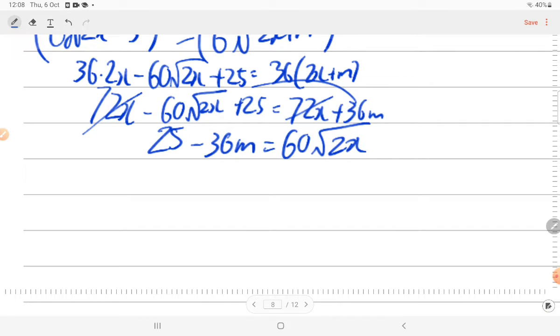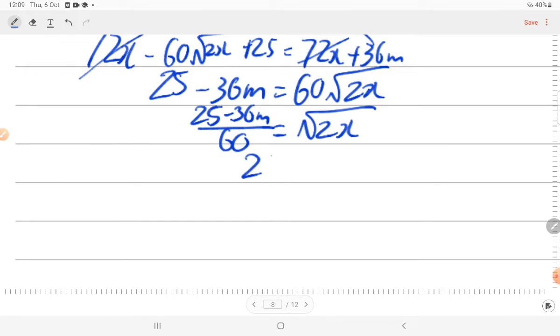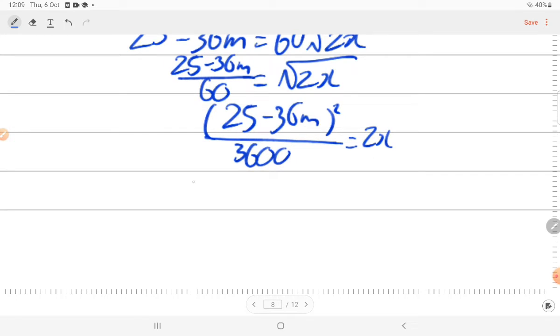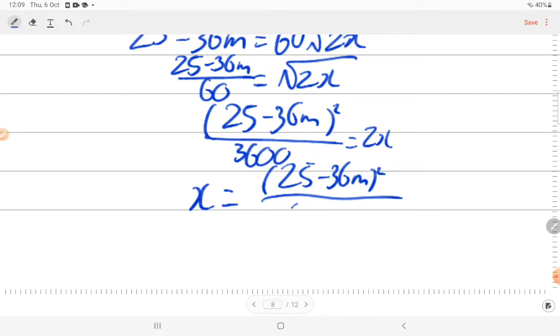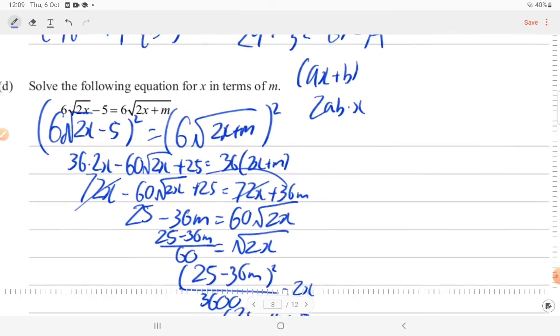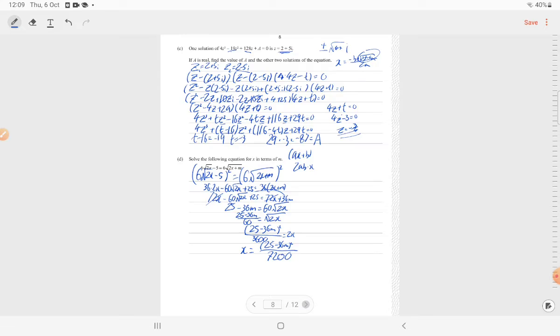And to get rid of the square root, we want to square everything. Actually, I might just divide both sides by 60, so it is equal to square root of 2x. Then we square this: 25 minus 36m all squared, all over 3600, is equal to 2x, and we're dividing by 2, so x is equal to 25 minus 36m all squared all over 7200. So for this, just keep on squaring and just get the answer, I guess.